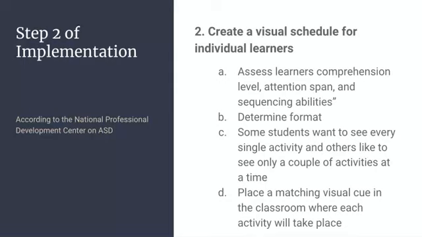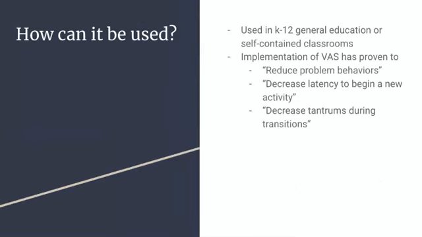It's also important to place a matching visual cue in the classroom where each activity will take place for some students. So this basically just allows the student to look at their schedule and see in the classroom or in the school where that activity will take place. And visual activity schedules can be used in K-12 general education or self-contained classrooms.